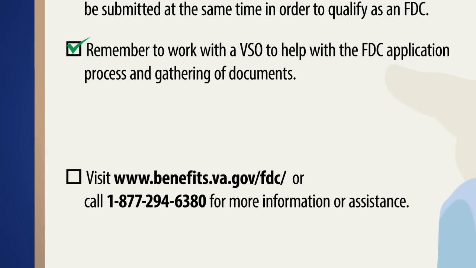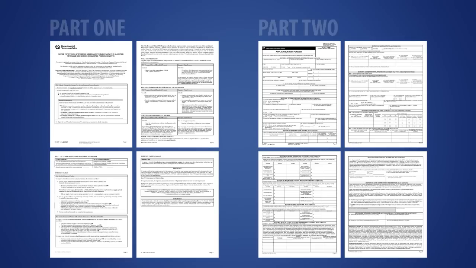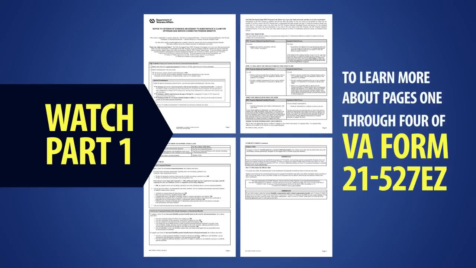Visit www.benefits.va.gov/FDC or call 1-877-294-6380 for more information or assistance. Remember that VA and its partners are here for you and all of your benefits needs. If you have not already done so, please watch Part 1 to learn more about pages 1 through 4 of VA Form 21-527EZ.